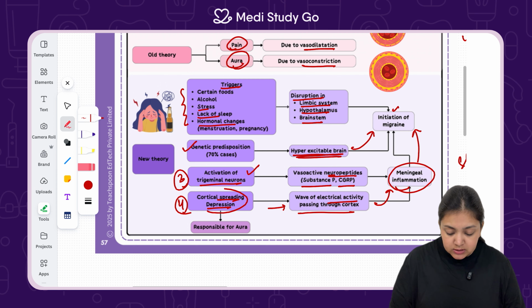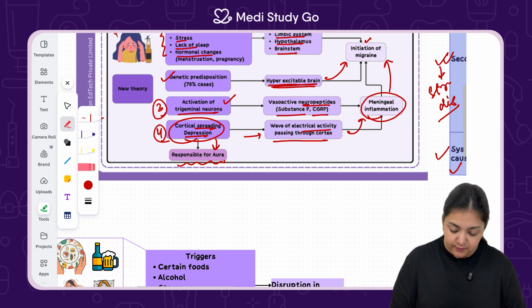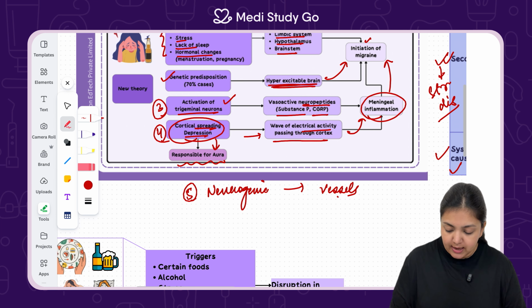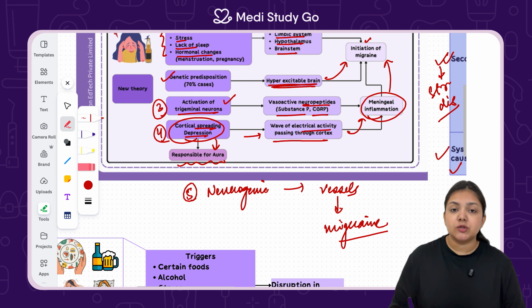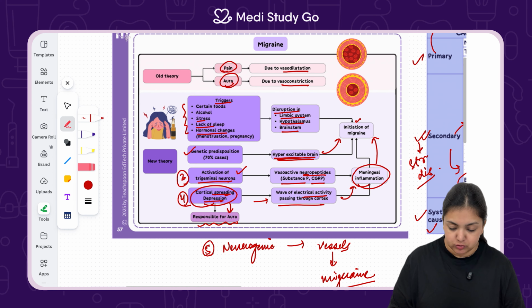And also, this cortical spreading depression can be responsible for aura because such high electrical activity can initiate the activity of migraine beforehand, and the patient can feel all the symptoms that are felt in the stage of aura. Lastly, there can also be some neurogenic inflammation and disorders, which leads to the inflammation of the vessels of the brain and thereby leads to migraine. So these are the basic mechanisms by which migraine happens in different scenarios.